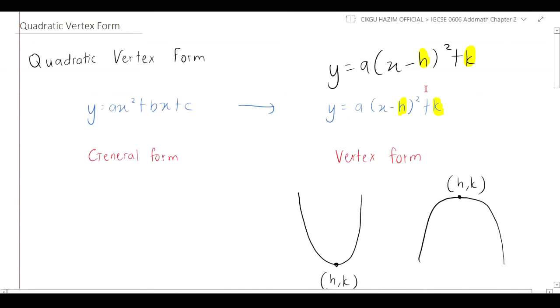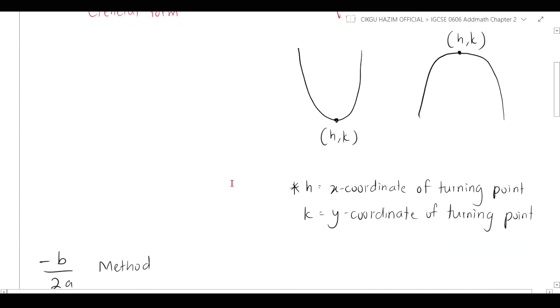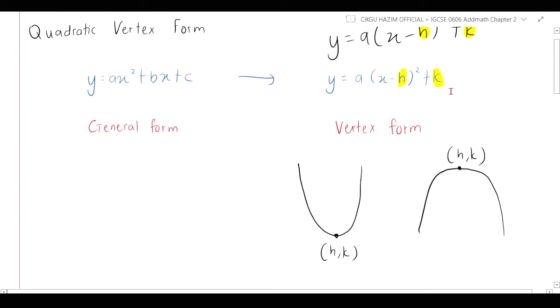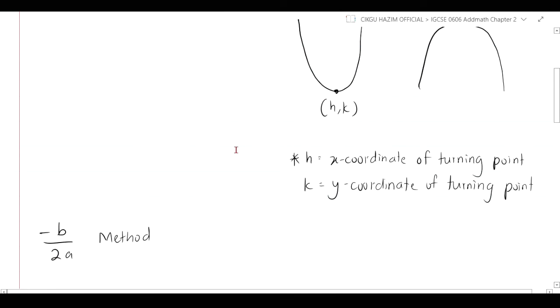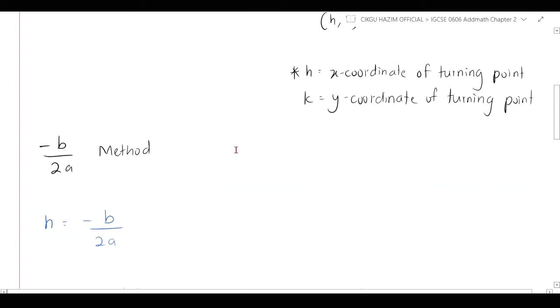Let's see an example of how we convert from general form to vertex form. Here comes completing the square. The one in your textbook is a method called completing the square, but I am not going to explain that method. I will try to explain a quicker method, which I call the negative b over 2a method. You can continue with your own completing the square. Later, when you learn differentiation, you will have a dy/dx equals 0 method. But for now, I'm going to teach you the negative b over 2a method.